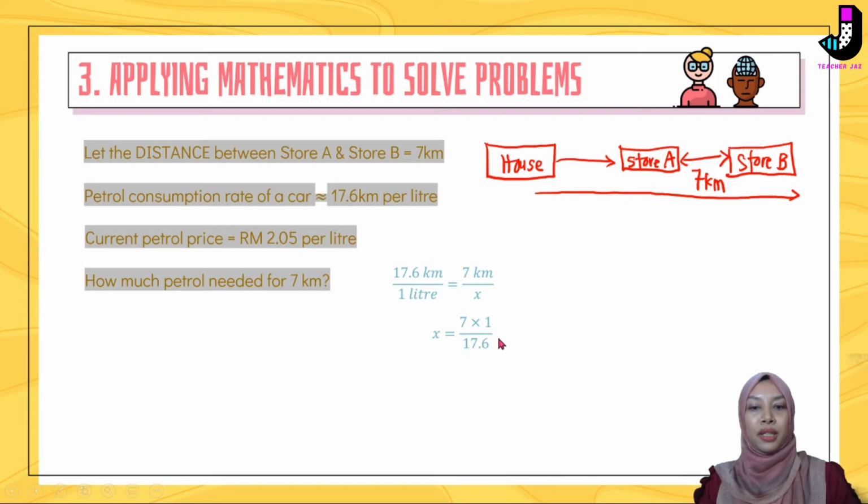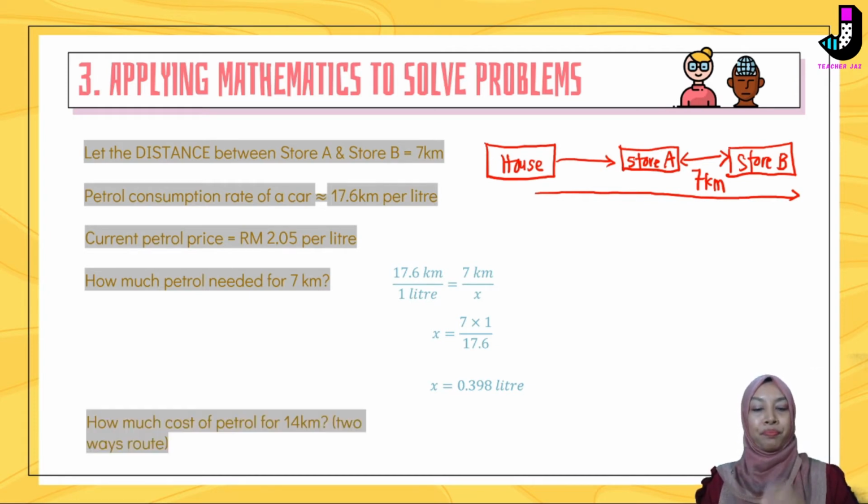Okay, it will be like this, 7 times 1 over 17.6. Then you will get X equals 0.398 liter. Means that for 7 kilometer, the petrol that you're going to use is 0.398 liter. Okay, but how much is it? How much is it for this 0.398 liter?